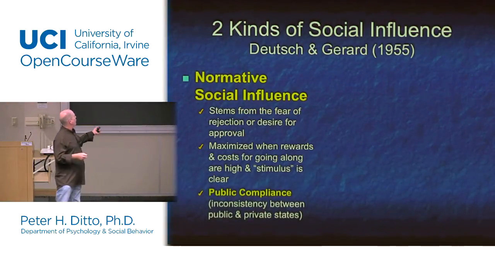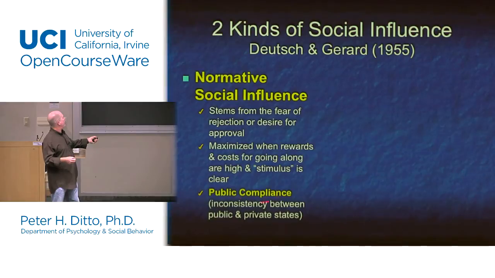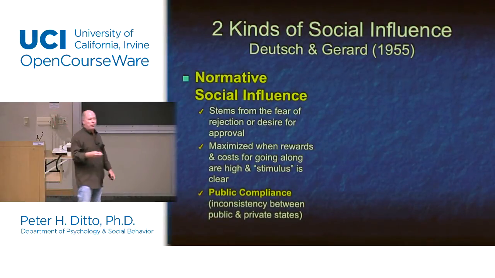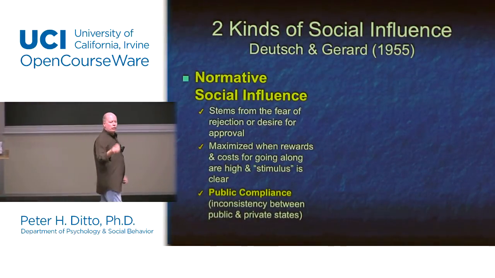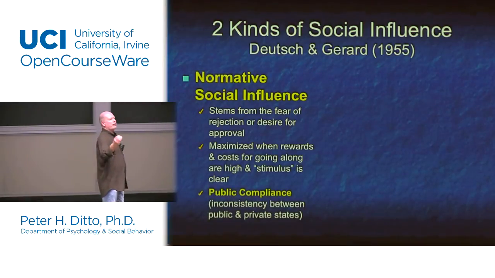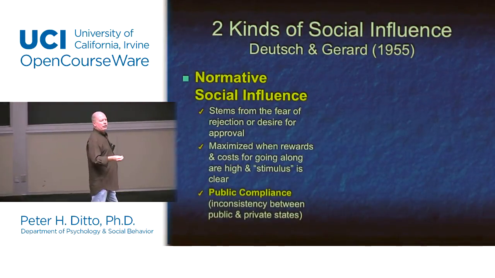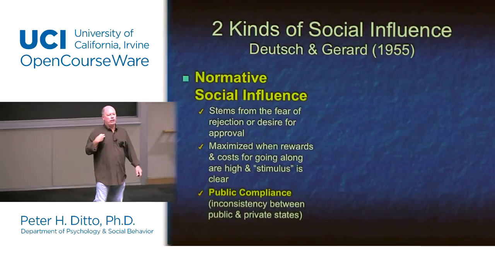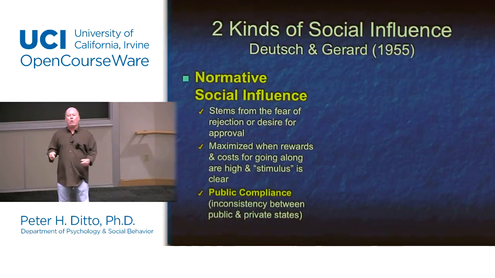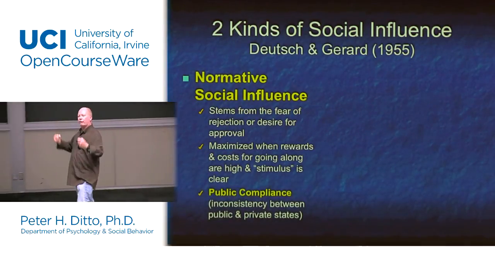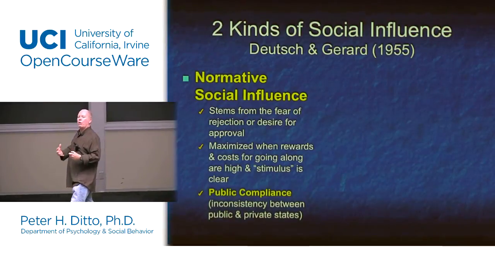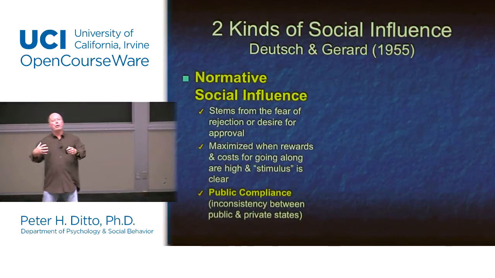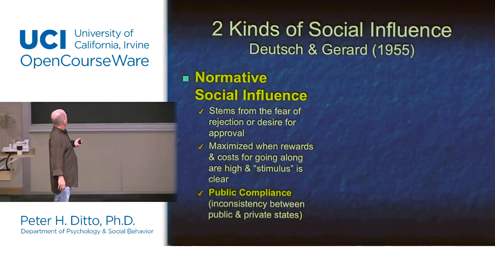And when you get that kind of situation, what it tends to manifest itself in is what's called public compliance. People will go along, but they'll know that they're not doing the right thing. It's like, I'm doing this even though I know it's not right. Right? So it doesn't necessarily change them inside, but they just go along to get along. This is kind of classic conformity, normative pressure. Would you go along to make people like you or not dislike you?